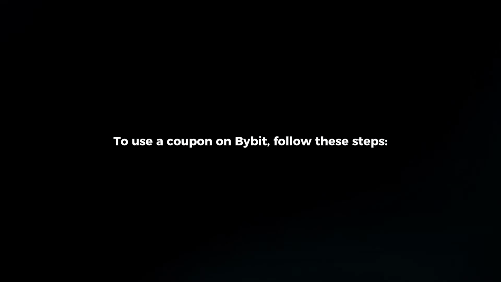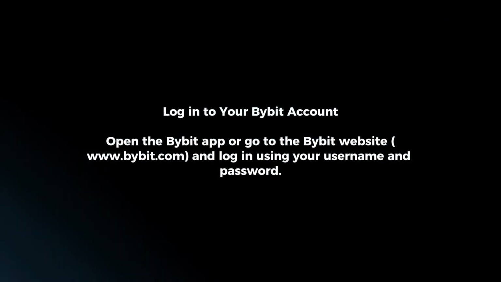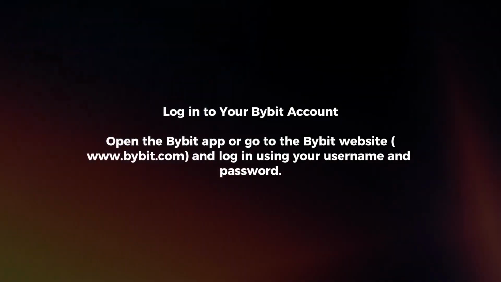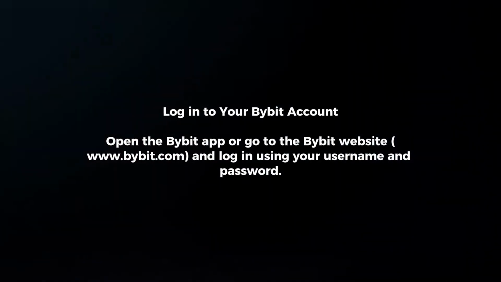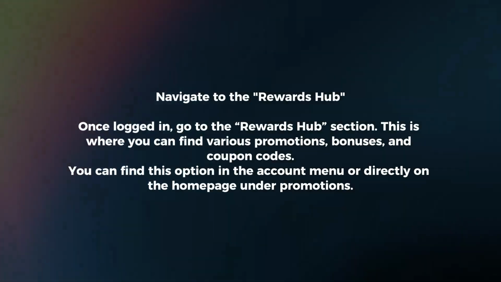To use a coupon on Bybit, follow these steps. Log into your Bybit account. Open the Bybit app or go to the Bybit website and log in using your username and password. Navigate to the Rewards Hub. Once logged in, go to the Rewards Hub section.